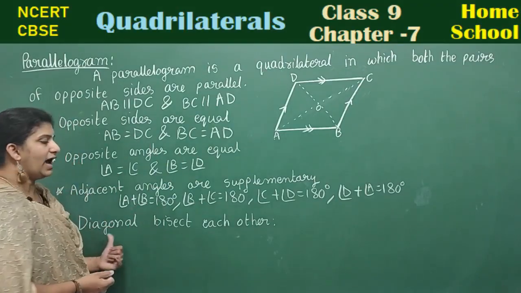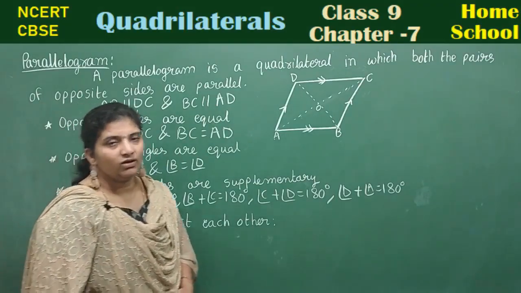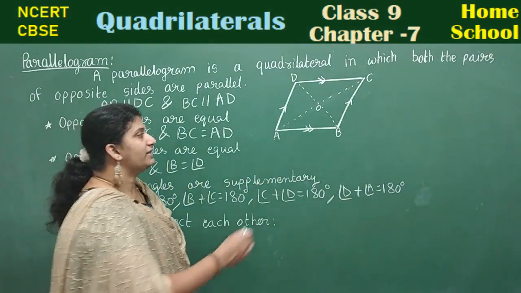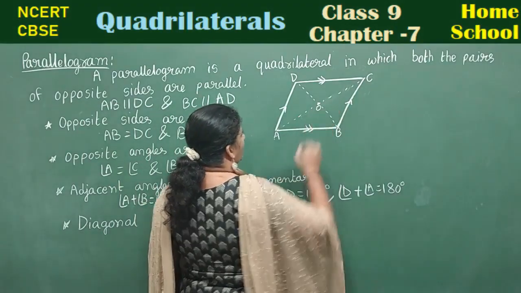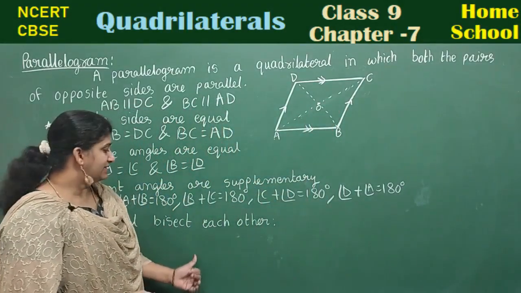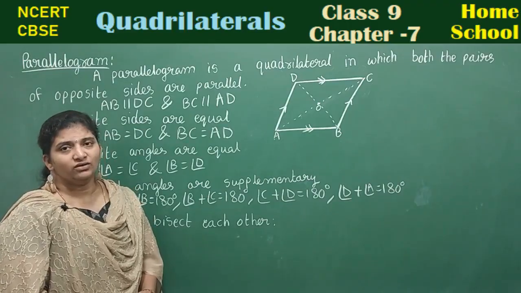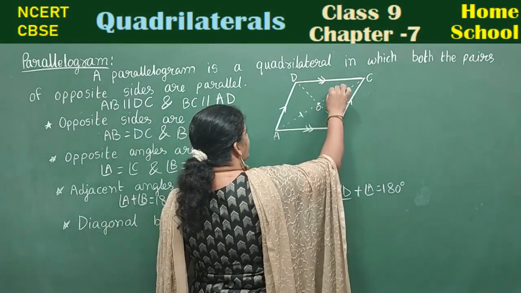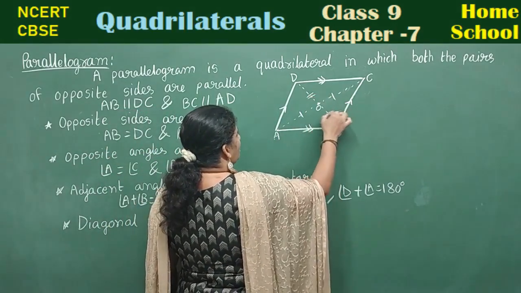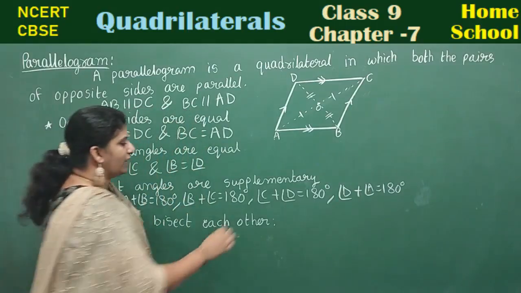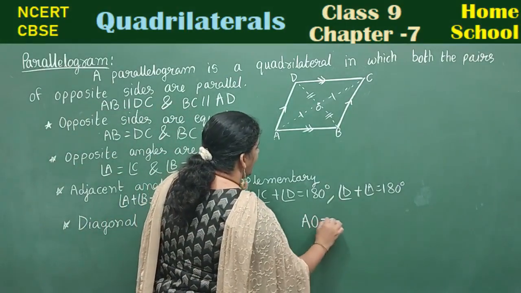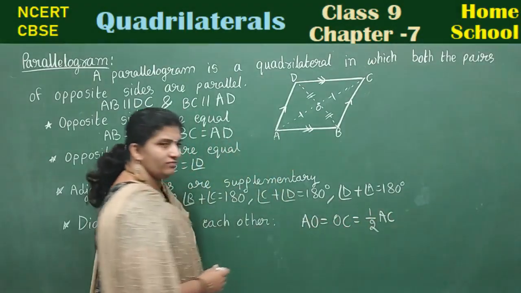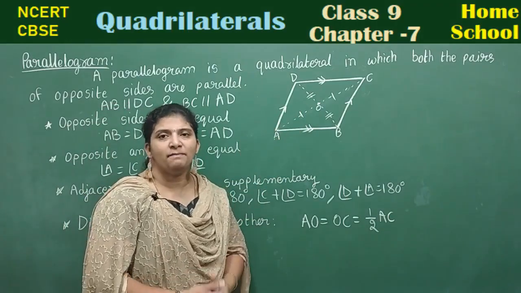Last point, diagonals bisect each other. What are the two diagonals identified? AC and BD are the two diagonals and these two diagonals are going to intersect at a point O. These diagonals bisect each other. What do they do? Bisect each other. Bisect each other means AO is equal to OC and DO is equal to BO. That means you can write it as AO is equal to OC, that means half of AC. The two diagonals are bisected.